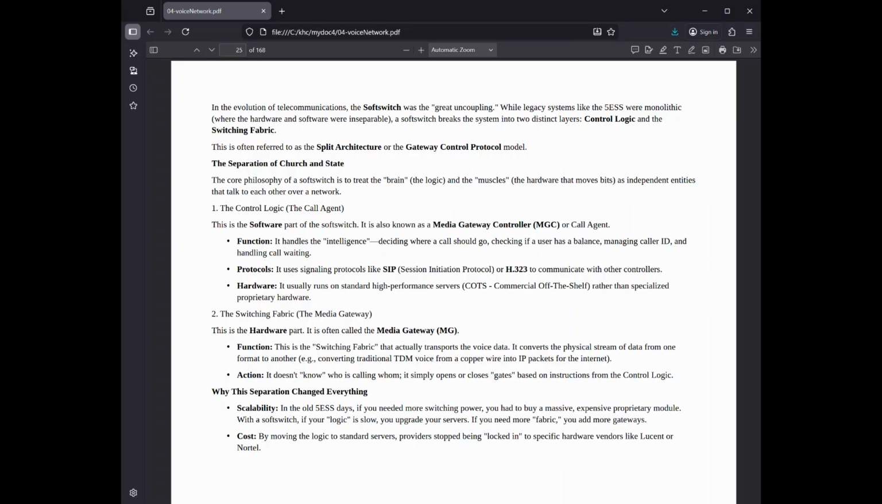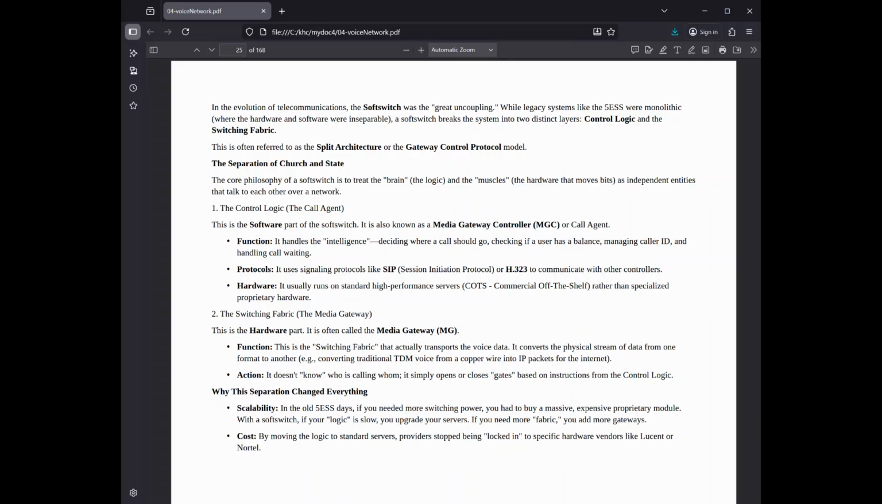2. The switching fabric, the media gateway. This is the hardware part. It is often called the media gateway, MG. Function: this is the switching fabric that actually transports the voice data. It converts the physical stream of data from one format to another, for example converting traditional TDM voice from a copper wire into IP packets for the internet. Action: it doesn't know who is calling whom, it simply opens or closes gates based on instructions from the control logic. Why this separation changed everything: scalability.